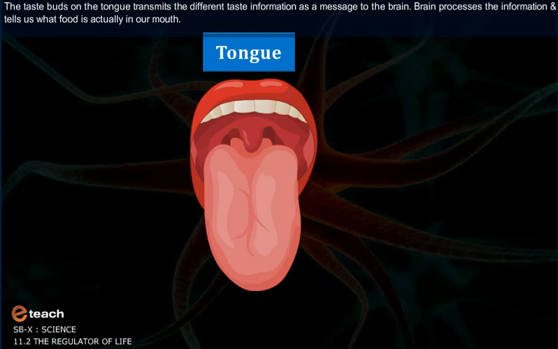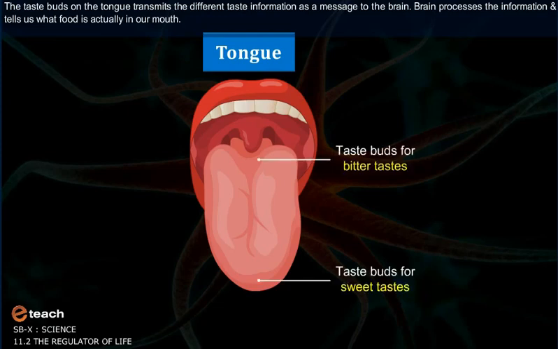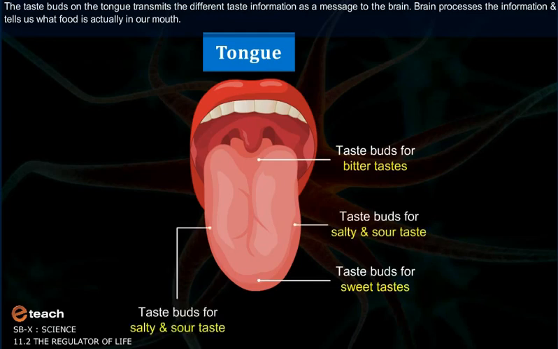The taste buds on the tongue transmit the different taste information as a message to the brain. The brain processes the information and tells us what food is actually in our mouth.